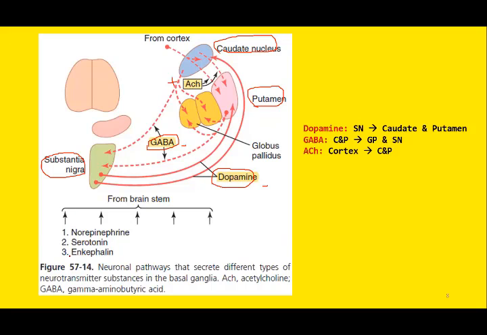There are other neurotransmitters like norepinephrine, serotonin, enkephalins. All these are neurotransmitters of basal ganglia. But the important neurotransmitters include dopamine, GABA, and acetylcholine.